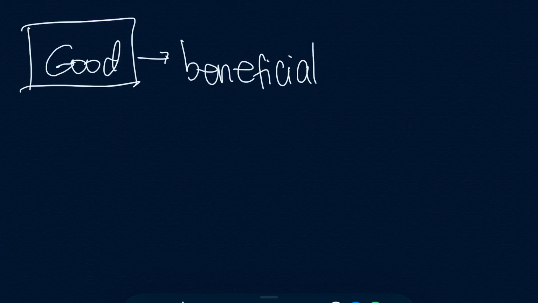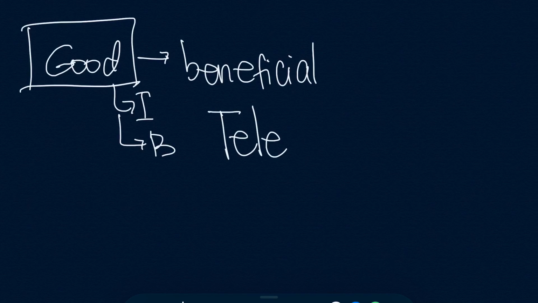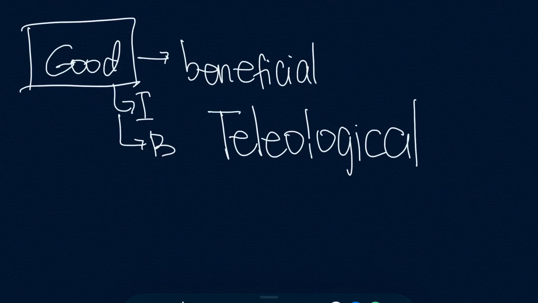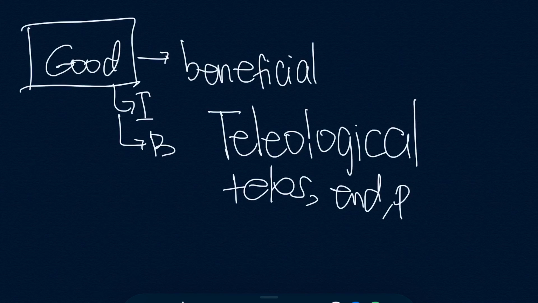Okay, ulitin natin yan. So, meron tayong tinatawag na instrumental good at saka meron tayong tinatawag na biological good. Ngayon, merong approach sa ethics na tinatawag nating teleological. Ano tong teleological approach na to? Teleological approach. Itong teleological approach, it says, or it comes from the Greek word telos, meaning end, purpose, or goal.